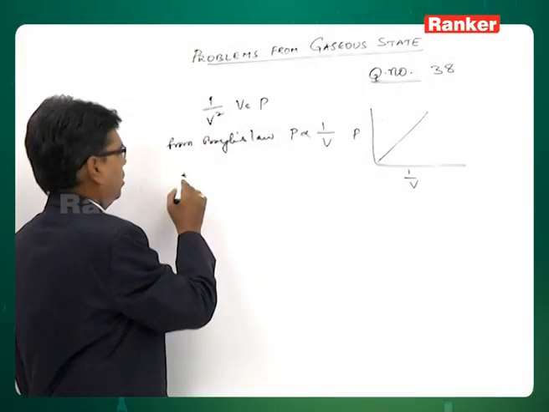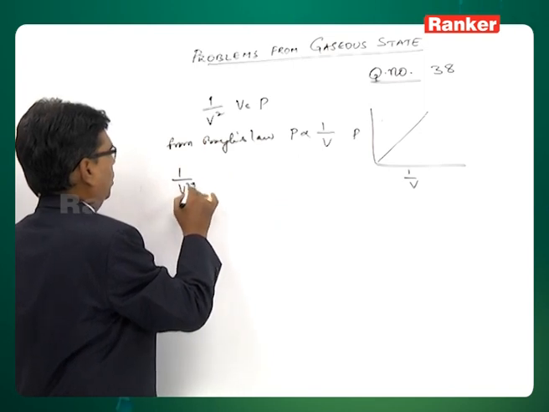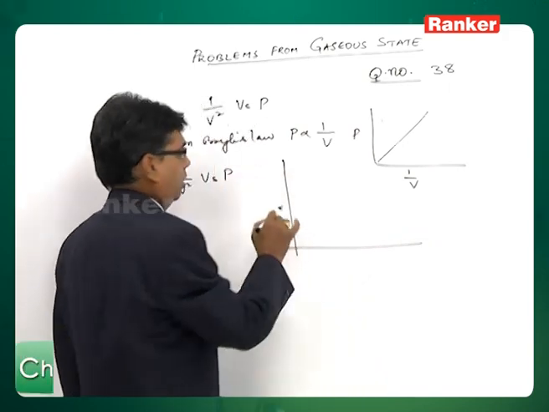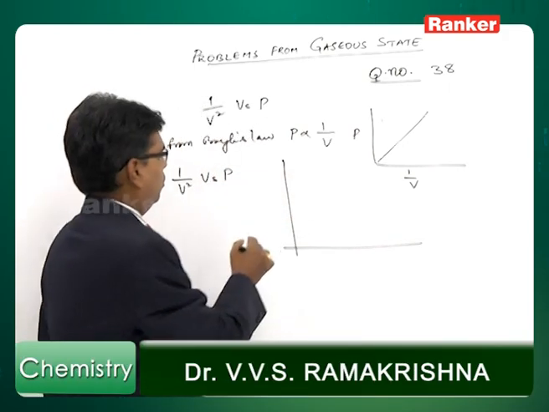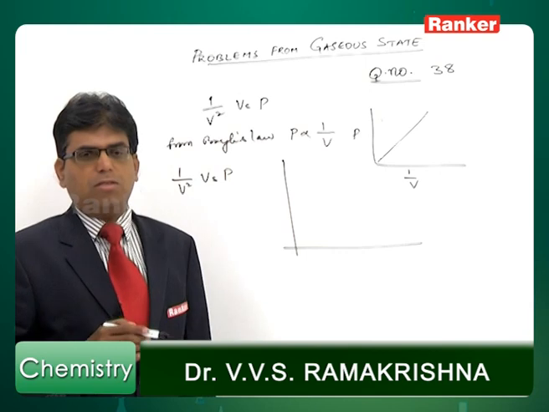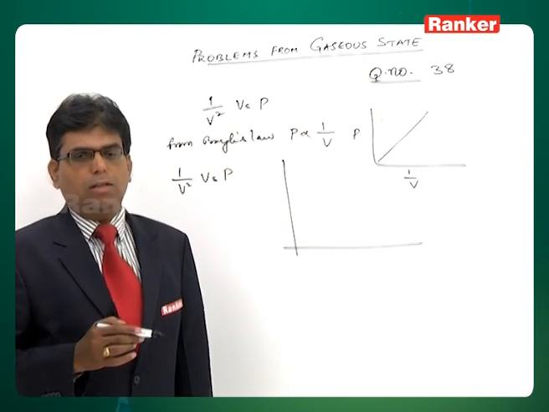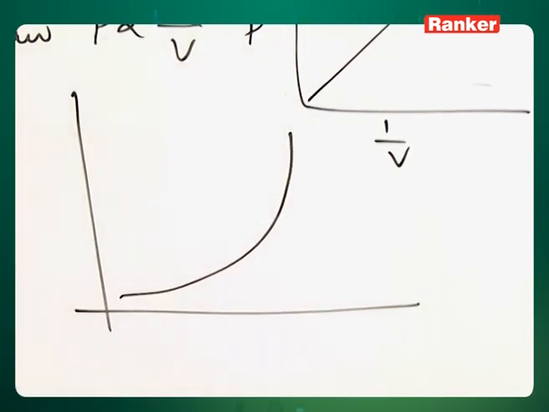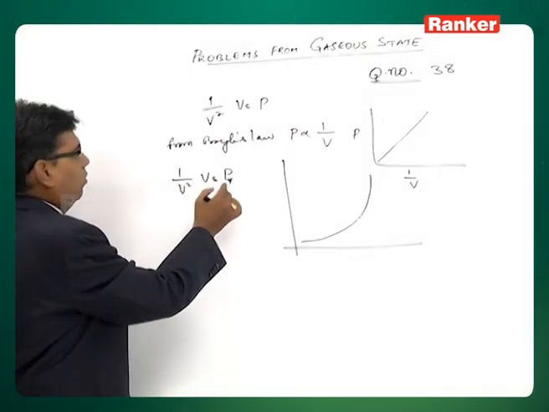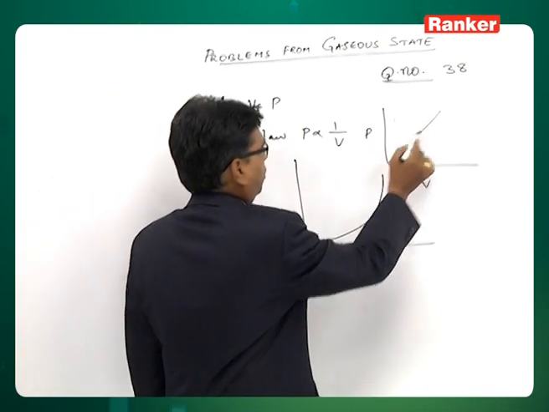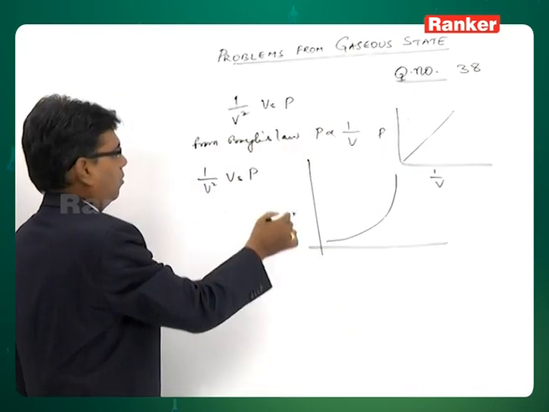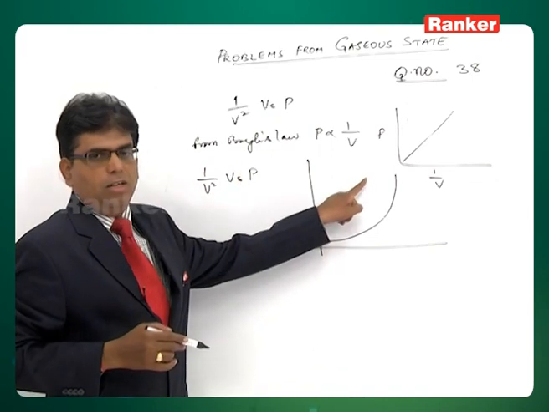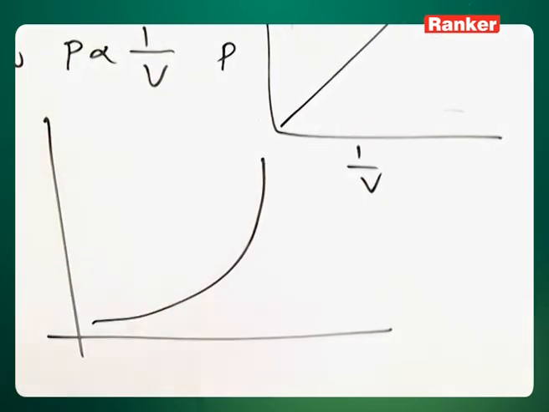But the question given is now 1 by v square versus p. So 1 by v or 1 by v square, we will get the same kind of thing. So 1 by v square versus p, when we draw, it must be like this, because 1 by v versus p is a straight line, and 1 by v square versus p will be an exponential increase. So that is option R that we are going to get.